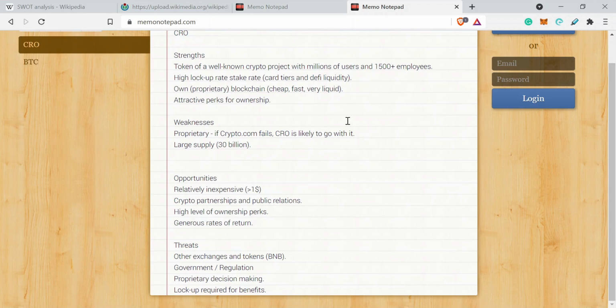Now, there is a plan for Crypto.com to decentralize CRO and make it more open source, but at the moment it is very, very proprietary, very, very controlled by Crypto.com and the board of executives and the management team behind it. And there is also a lockup required for benefits. So if you want the card tiers, for example, you have to lock your CRO up for 6 months. During those 6 months, obviously, you are unable to sell. So if something negative takes place in those 6 months and the value of your investment plummets, you can't do anything about it. And that's obviously a risk that you need to take and calculate.